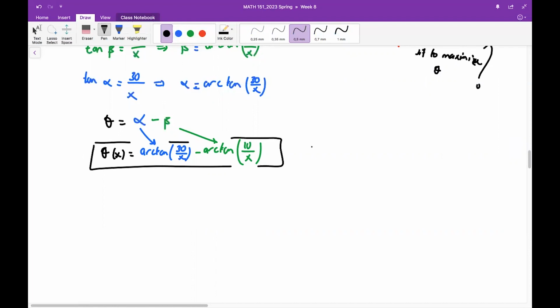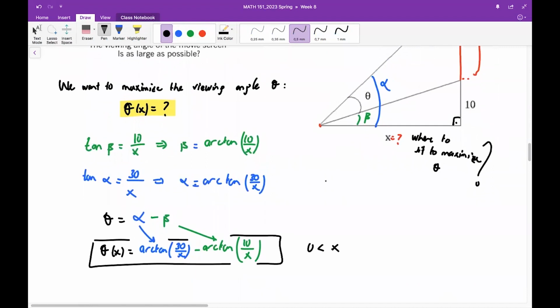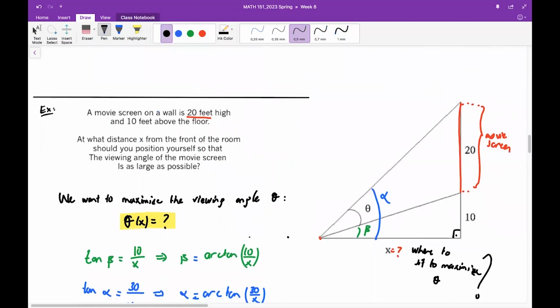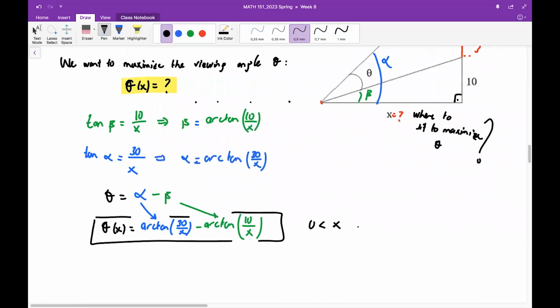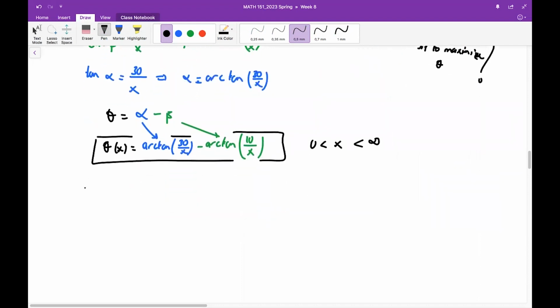And what are the boundaries for x? Obviously, since it's a length, it should be a positive quantity. And as I showed you at the beginning, you can just sit wherever you want. You can keep getting farther away from the screen. We don't know how big the movie theater is, so I will just put infinity for the upper bound. Okay, then the next step is taking the first derivative.